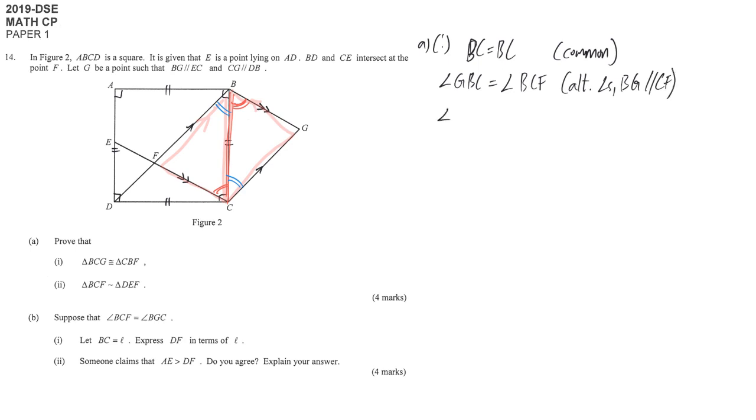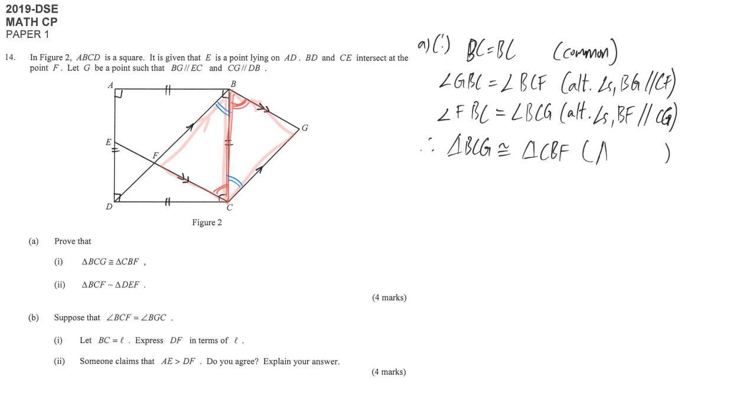And then we can also write down the blue angle. Angle FBC is equal to angle BCG. The reason is the same, alternate angles. This time it is because BF is parallel to CG. That's why triangle BCG is congruent to triangle CBF. The reason is ASA. If you can prove that clearly like this, then you can get all 2 marks. Reasons here seem easier than before.